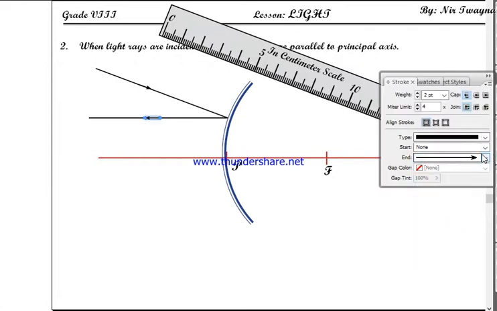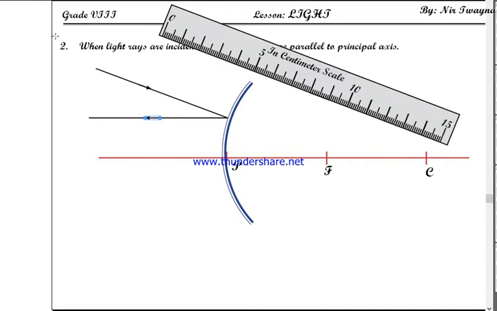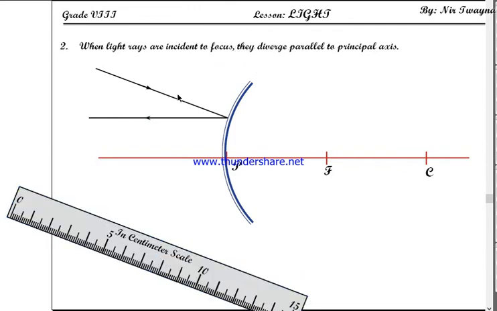Okay, any confusion? I hope there is no confusion. Okay, this is the second rule, and the second rule is just opposite to the first rule. If the incident ray is parallel, then the reflected ray reflects with respect to focus. If the incident ray is passing with reference to focus, then the reflected ray is parallel. Okay, that is the second law.